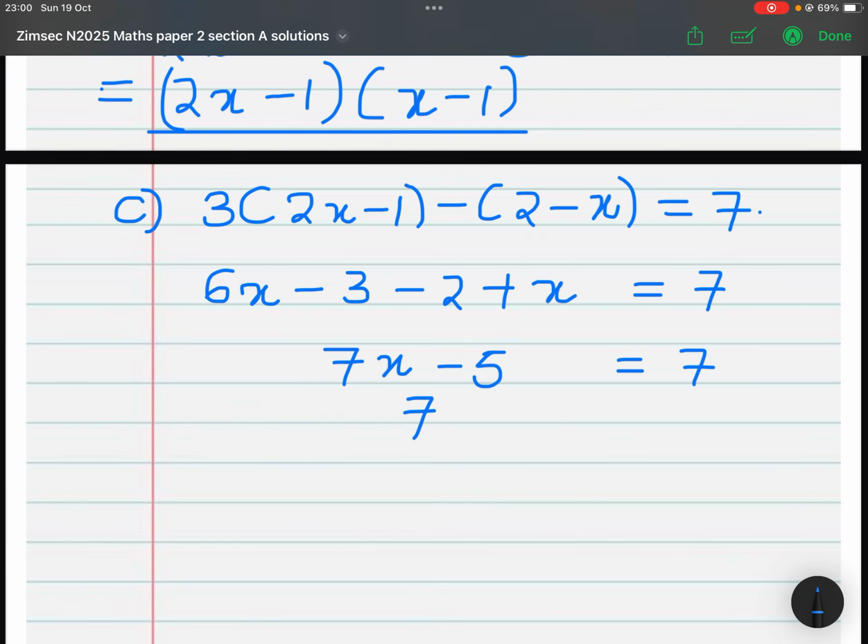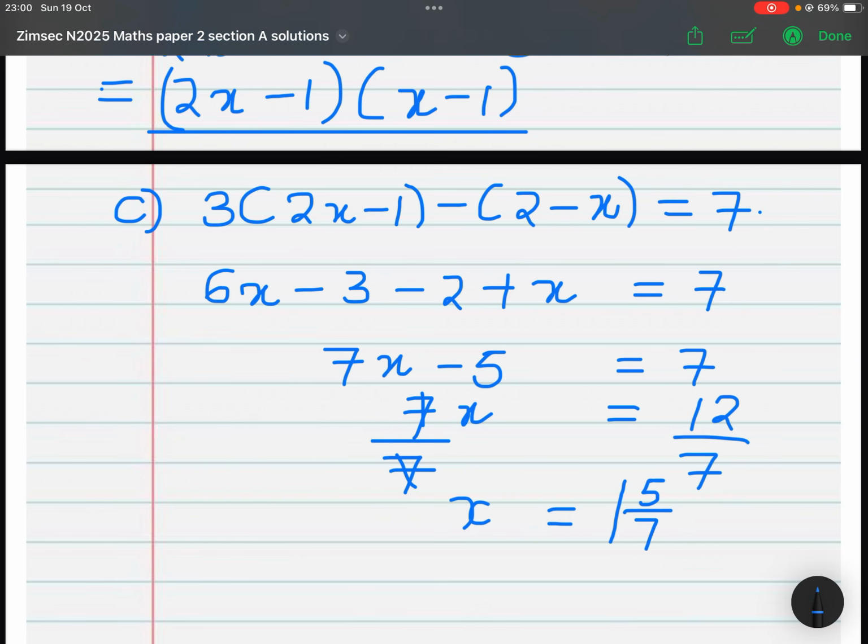We need to shift minus 5 to the other side. So it is going to be added so that we have 7 plus 5, which is equal to 12. And then after that, we divide both sides by 7 so that our x is going to be 12 over 7. So we can write 12 over 7, or we can write it as a mixed fraction. We say 7 into 12, it is 1, remainder 5 over 7. So either you write 12 over 7 or you write 1 and 5 over 7. This is going to be our final answer.